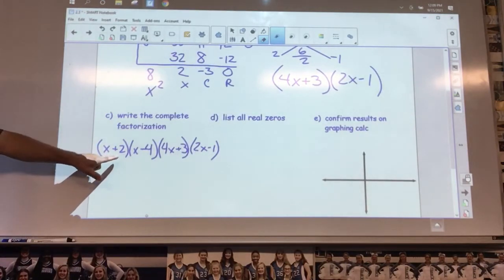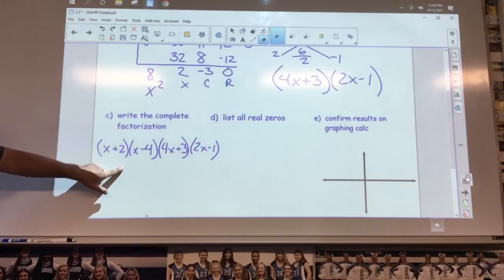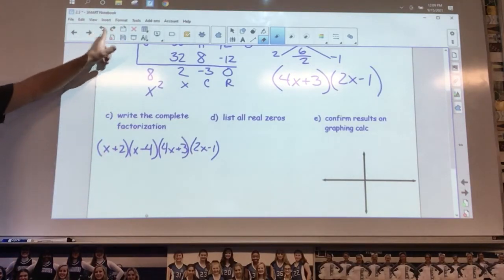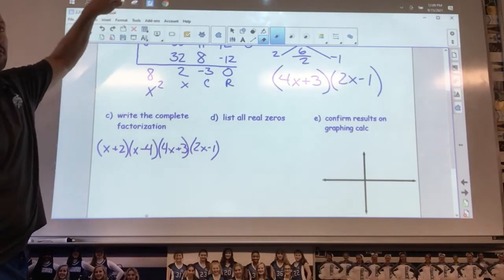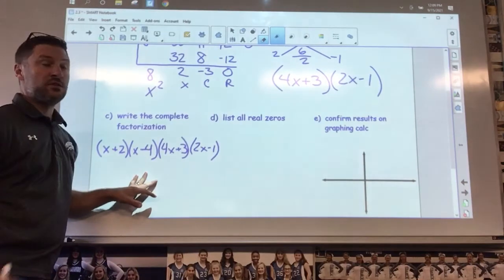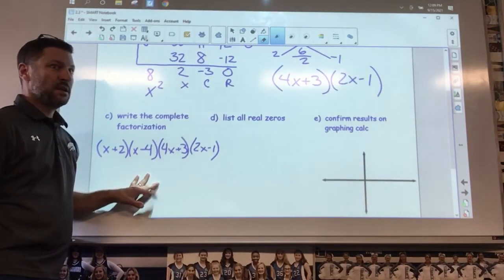Guess what would happen if I FOILed all of this out? It would equal the original polynomial. What would be a great way of checking to make sure I've done this right? Plug the first one in, plug the second one into y1 and y2, and the 2 graphs should lie right on top of each other. You could check this.